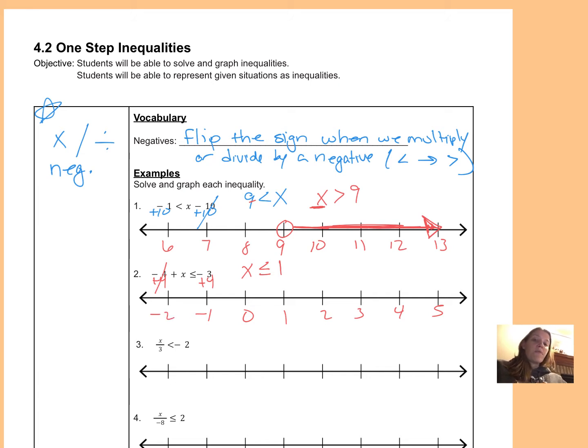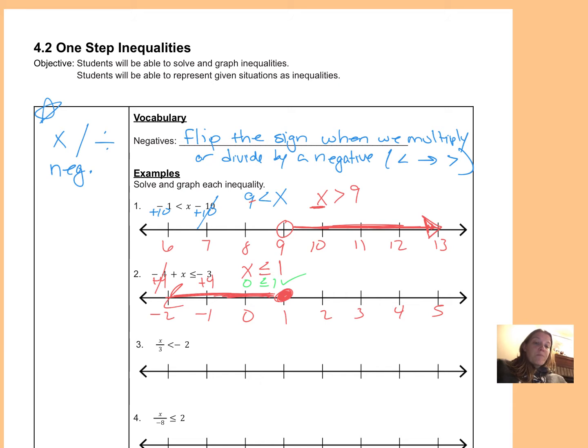And then this time I want a filled in circle because it has the equal to part. So at 1, I've got a filled in circle. I want values for x that are less than or equal to 1. So 0, negative 1, those are less than 1. And I can always check to see if I shaded the right way. I shaded towards a 0, so I can check. Well, is 0 less than or equal to 1? Yes, that means I shaded in the right direction. So we can always check our work that way.